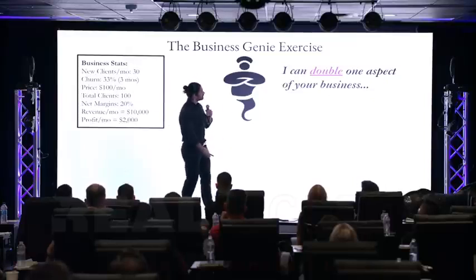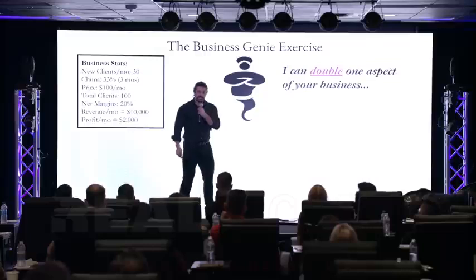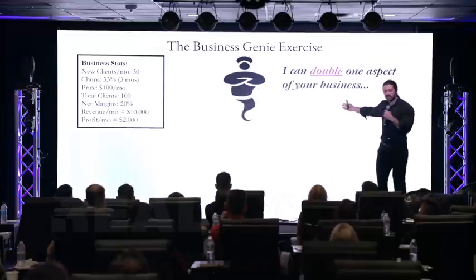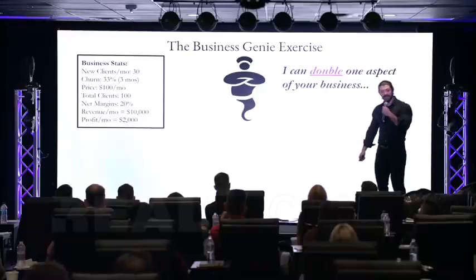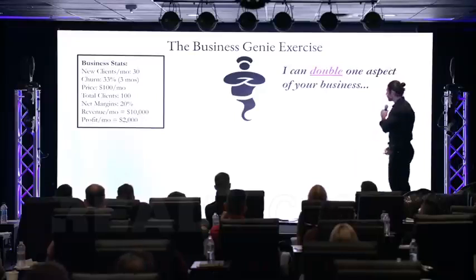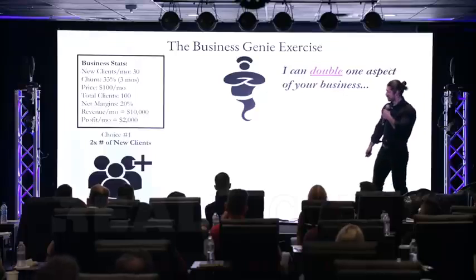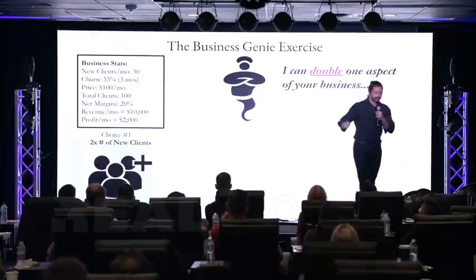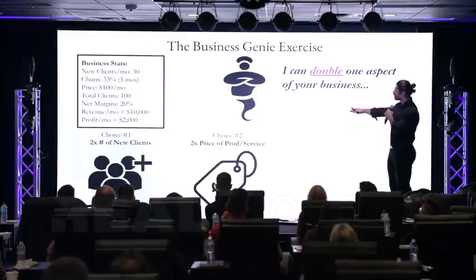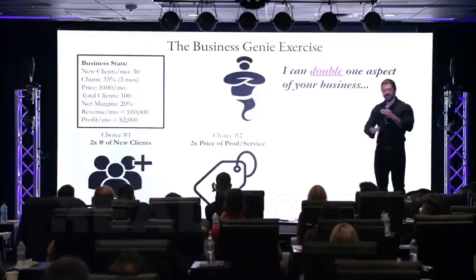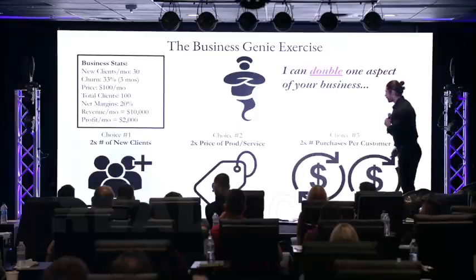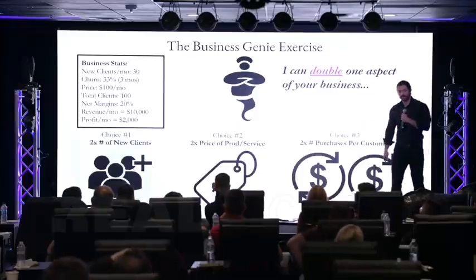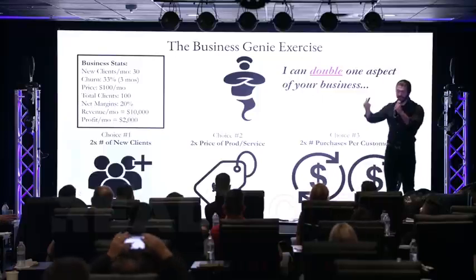And this business genie, this beautiful icon of a business genie, business djinn, if you will, shows up and says, I can double one aspect of your business. Which one would you like it to be? It's a niche genie. So just go. All right. Option number 1, I can double the number of new clients that you sign up every month. Option number 2, I can double the price of your product or services. Everything else is the same in all these examples. Choice number 3, I can double the number of purchases per customer. Which do you choose? You only get one.